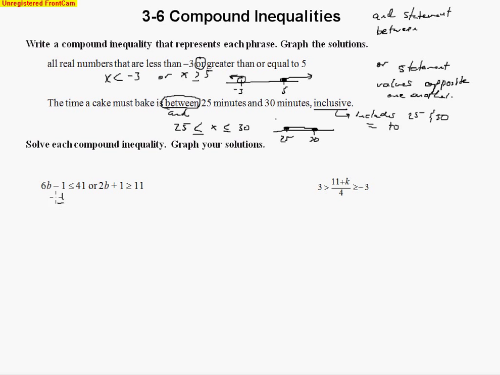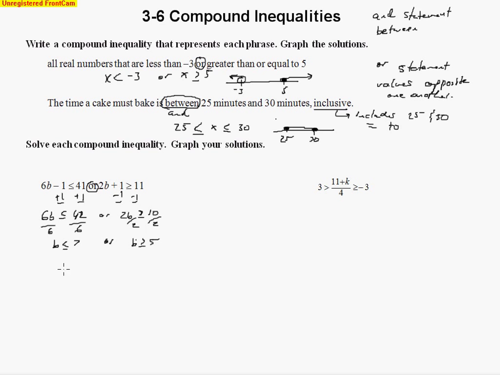Now, this one's a little different. It's an OR statement because it says so right here. So we know the values work with one or the other, but not necessarily both. If I solve this, I've got 6b is less than or equal to 42. And then over here, I have to subtract the 1 from all sides. So I have or 2b is greater than or equal to 10. When I solve this, I divide by 6, and I get b is less than or equal to 7. Over here, I get b is greater than or equal to 5 when I divide by the 2.